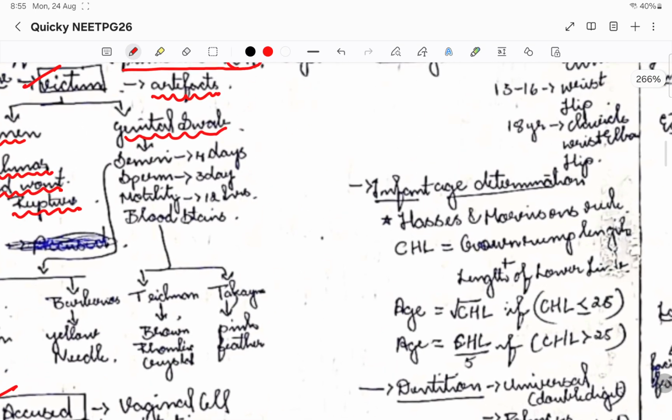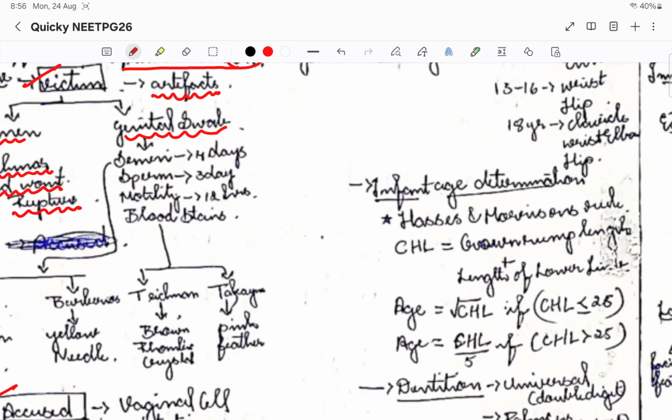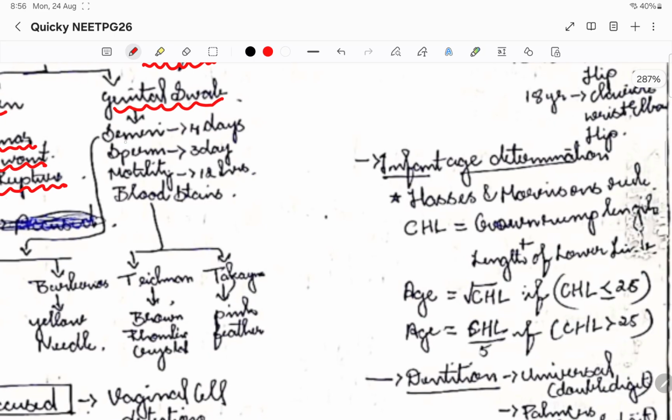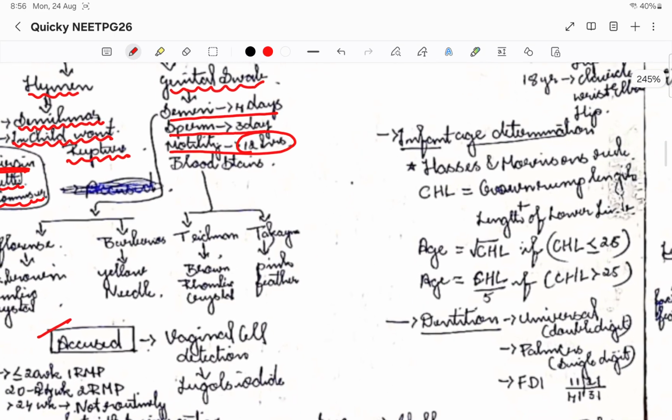Then coming to genital swab examination, we'll take a swab from the genital region and examine for semen, sperm, and sperm motility. Semen can be examined till 4 days, sperm can be examined for 3 days, and motility can be checked until 12 hours. So till 12 hours the motility can be observed.